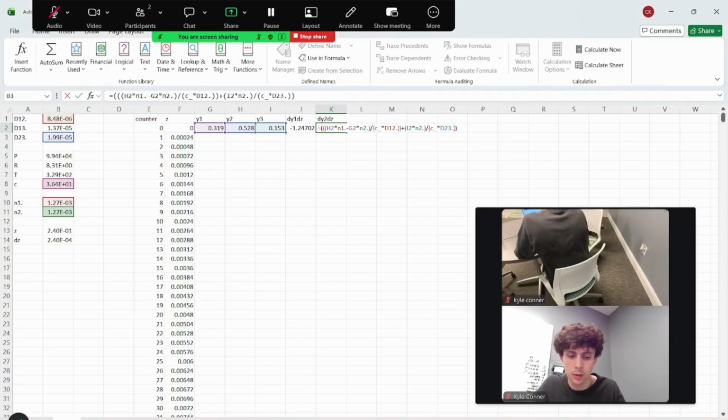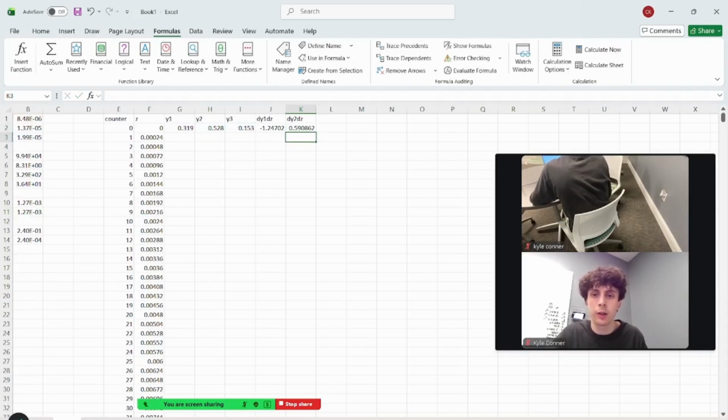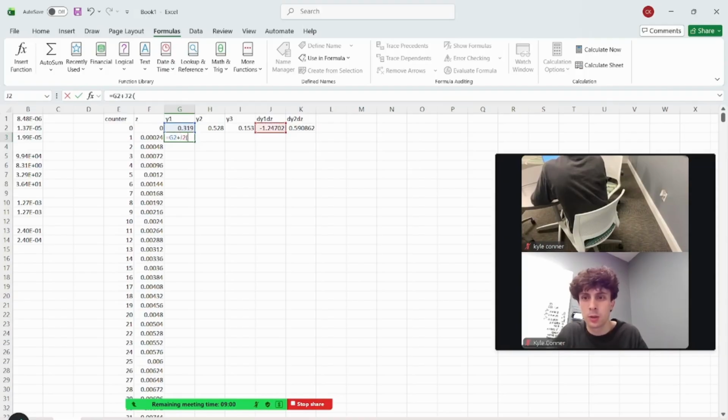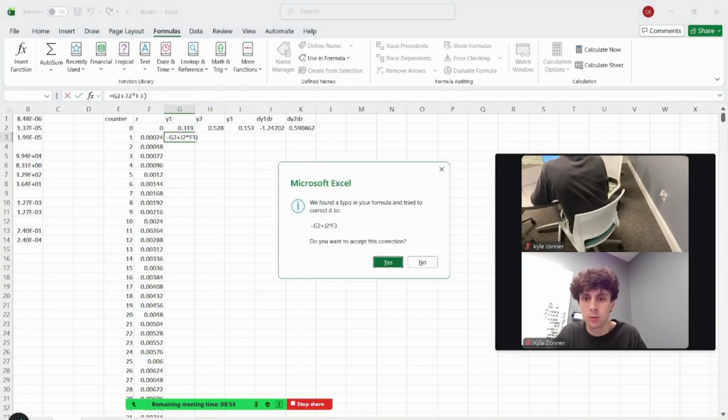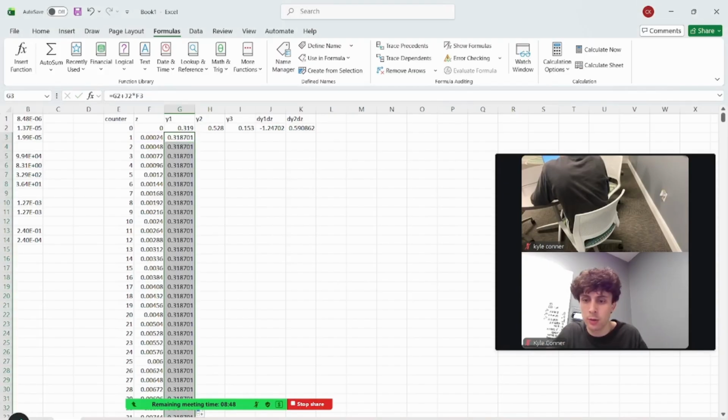Now let's make this look all nice. We're going to add in, and so you guys gotta add in this negative. And I'll get 0.590862. Our y1 plus our dy1 dz times the iteration, and then I can go all the way down.